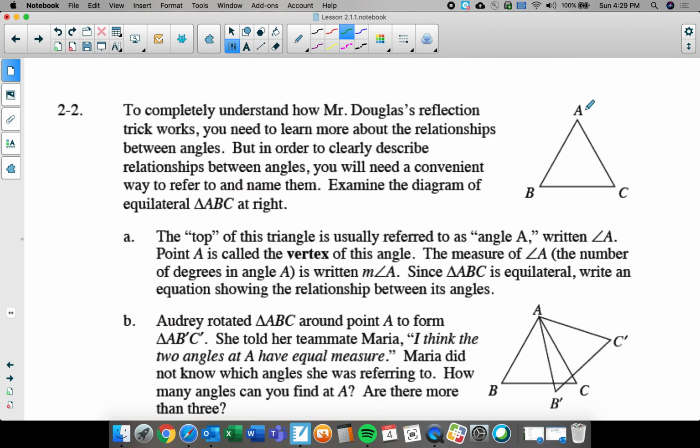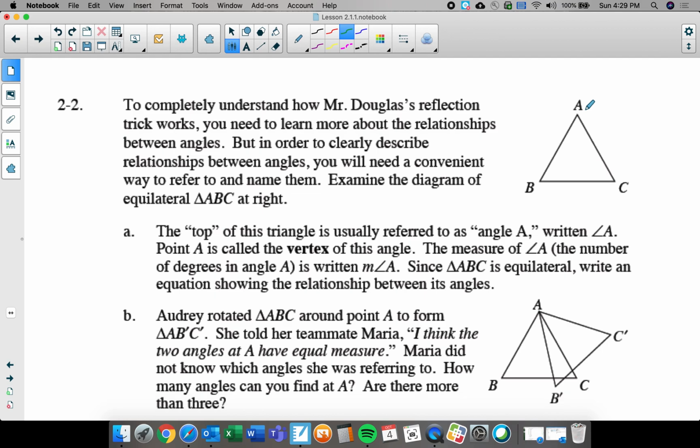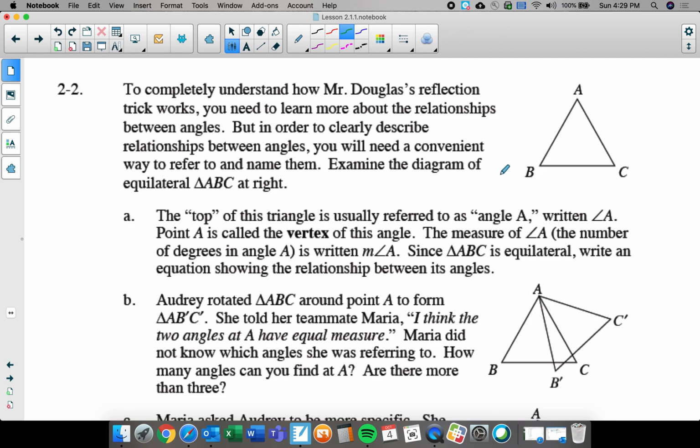In 2-2, to completely understand Mr. Douglas's reflection trick, you need to learn more about relationships between angles. But in order to clearly describe relationships between angles, you need a convenient way to refer to them and name them. So this problem is all about naming angles and how we name different angles. If you take a look at part A here, the top of this triangle is usually referred to as angle A, written with the angle symbol in front.